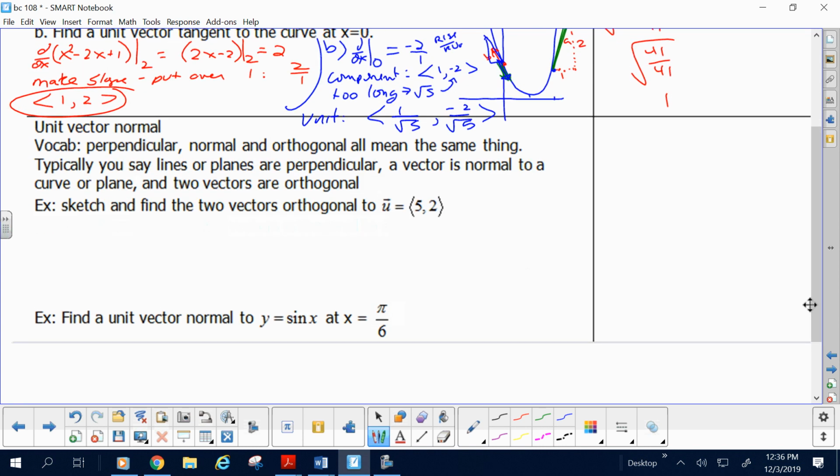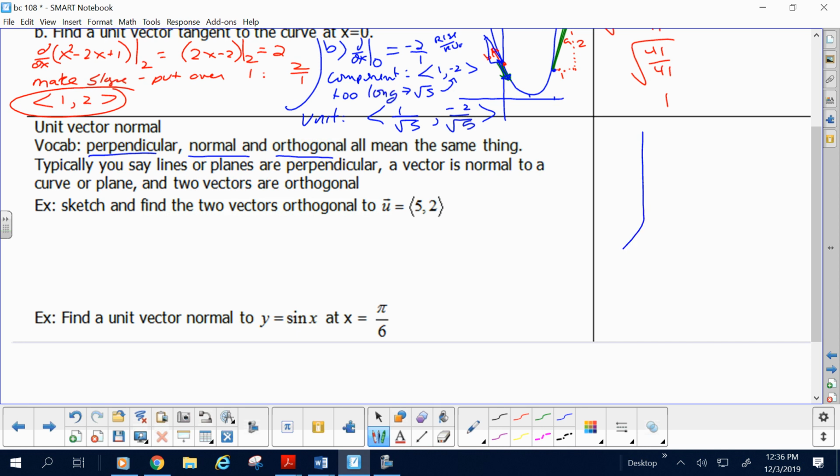Unit vector normal. Normal, what does normal mean in calculus? Perpendicular. Now, with vectors you don't say normal, you say orthogonal. Orthogonal. I just love to say orthogonal. Perpendicular, normal, and orthogonal all mean the same thing. Typically you say lines and planes are perpendicular. You say a vector is normal to a curved plane, and two vectors are orthogonal to each other. But think perpendicular for all of those. They, in essence, mean the same thing.